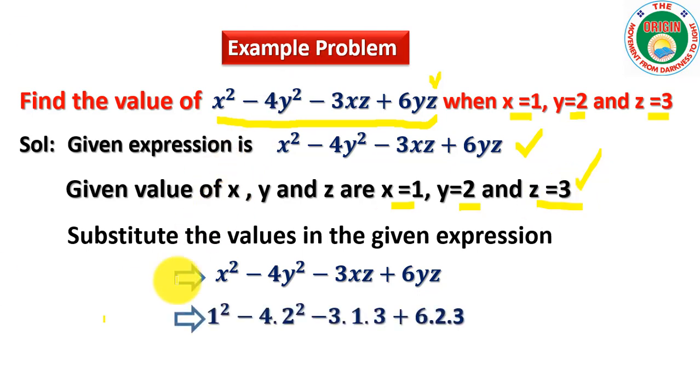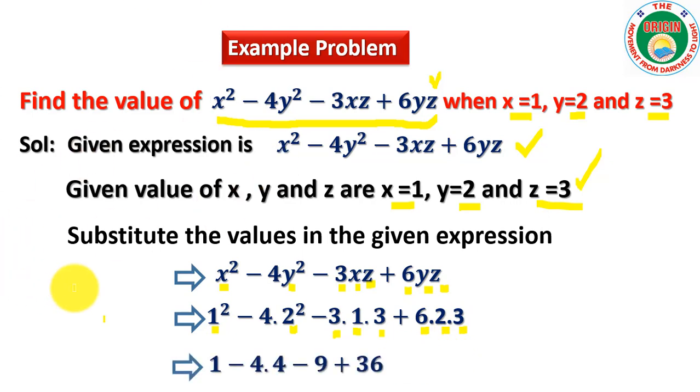Look at here once. In x square, in x place 1 is substituted. Next, 4 in place of y, 2. Next, the minus sign as it is, I have written here, 3 into x 1, z 3. Next, 6 y 2 z 3. The same way, as it is, I substituted the x, y, z values here.